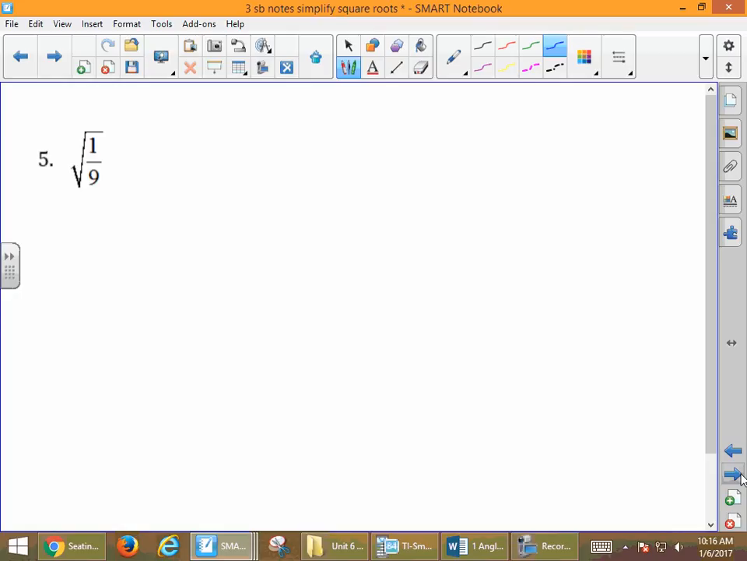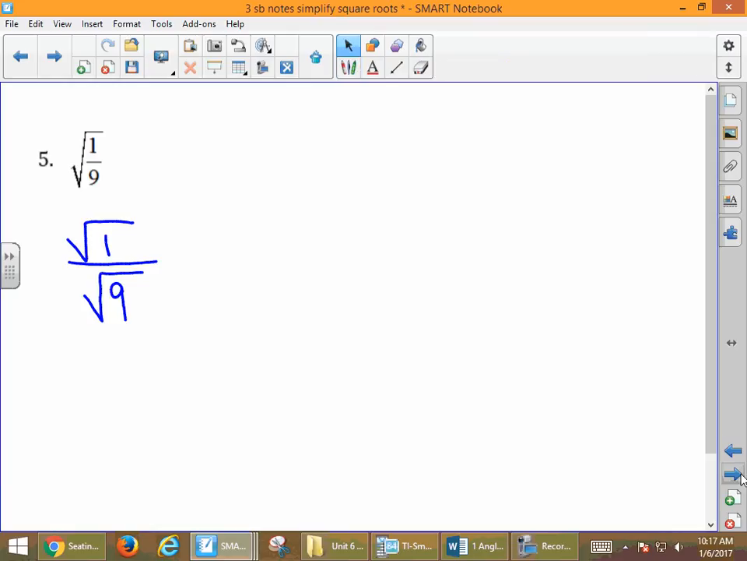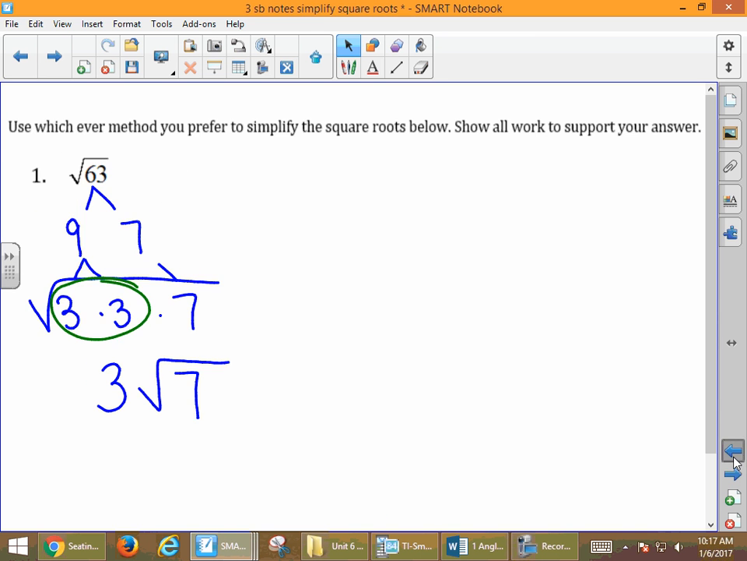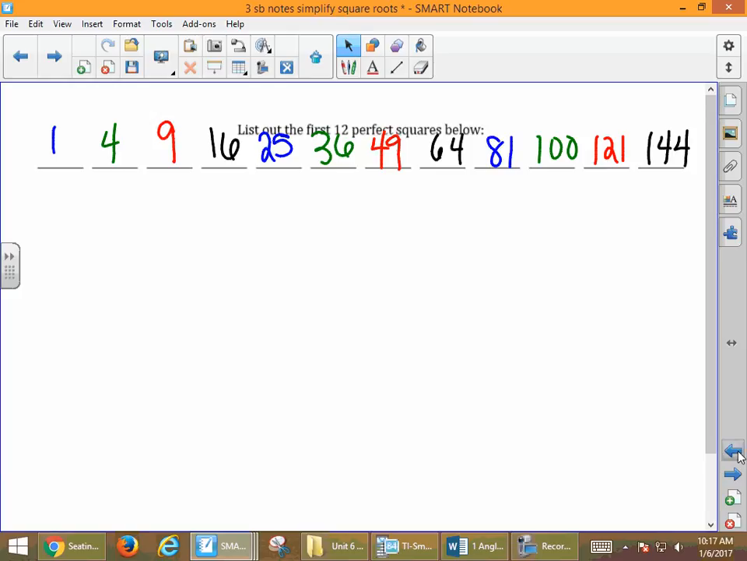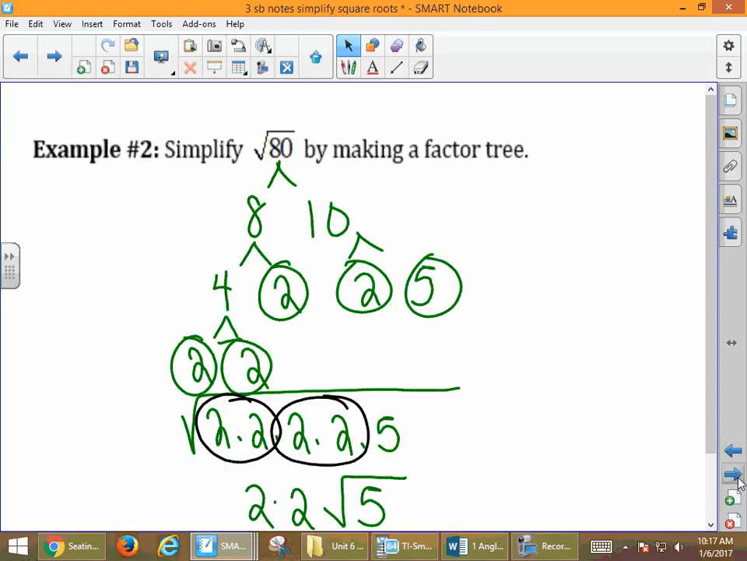But then we get to number 5, and people go, oh no, here comes a fraction. Well, the thing about the fraction is, it's the square root of 1, and it's the square root of 9. Break apart fraction. Can we take the square root of 1? And if you look above at your perfect squares, look at the first one. 1. It's 1 times 1. We have two of the same value. We can take out a 1. We can simplify 1.